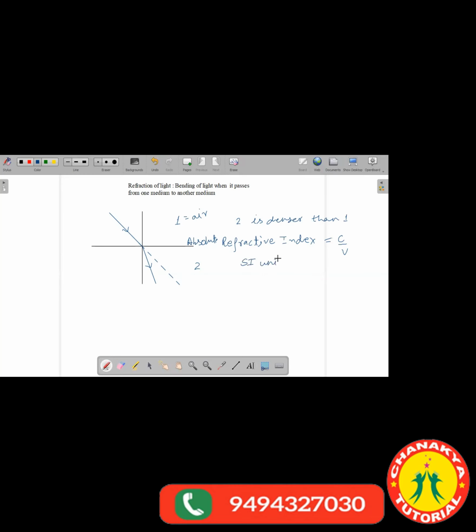Can anyone give me the SI unit of refractive index? Sir, there is no SI unit. No units. It does not have any units, not even SI. There are no units for refractive index as it is a simple ratio of the speeds of light in the two media. Since these two are speeds of light, if you divide one speed by the other, you get no units. So the refractive index does not have any units.